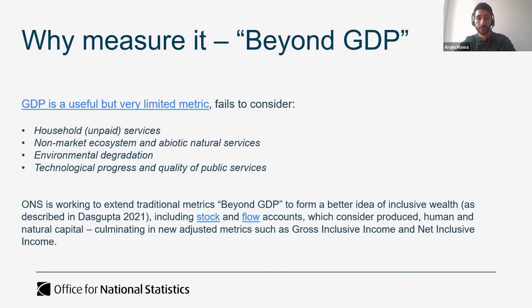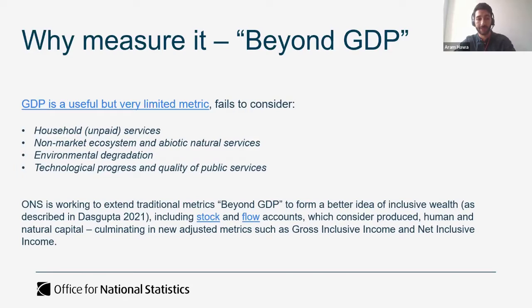Drawing out the Beyond GDP ONS agenda, some fantastic work in a previous ESCoE paper done by some of my colleagues summarizes some of the well-recognized reasons for why GDP falls short. Failing to incorporate the value of unpaid household services, non-market ecosystem and abiotic natural services, environmental degradation, technological progress and quality of public services.